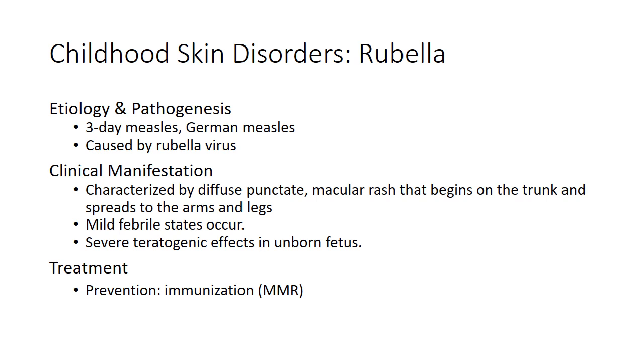A lot of states, it's part of the MMR, the measles, mumps, rubella immunization. You get one when you're an infant and then another booster later on, usually like kindergarten, first grade. And those two are considered adequate. So we don't usually see rubella in immunized children.